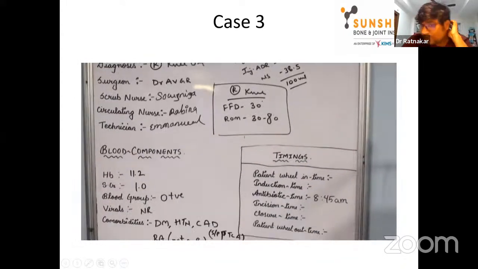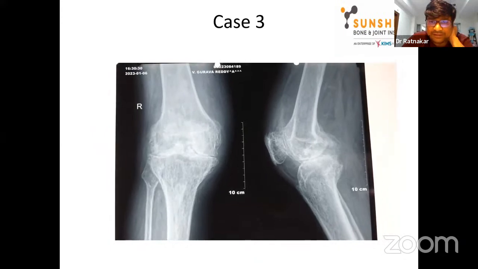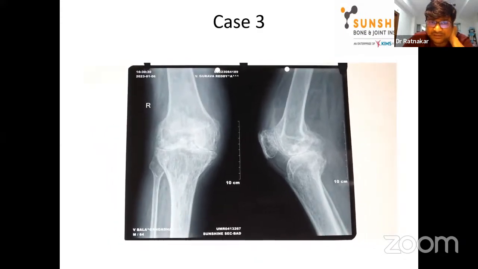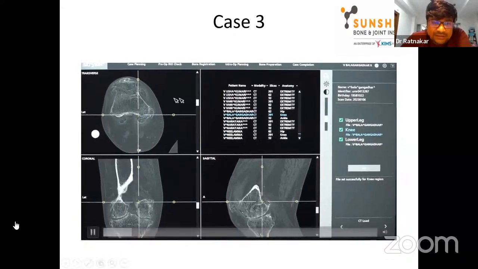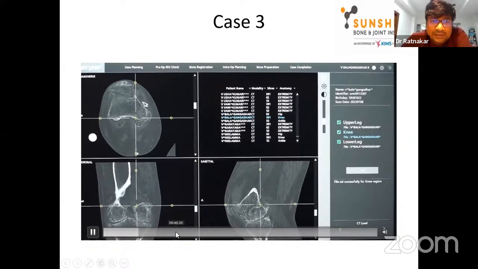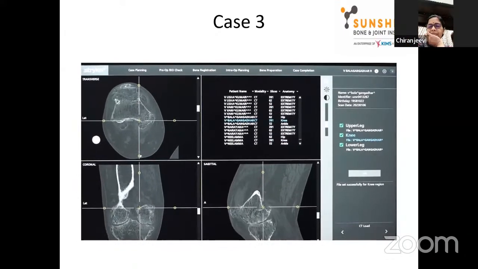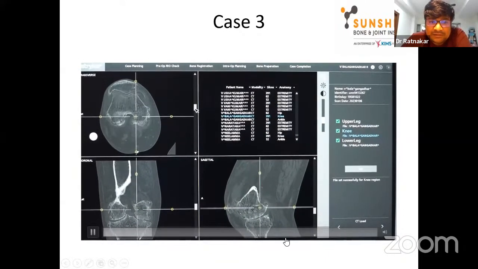This is how we write a board for every patient. The preoperative X-ray shows almost a flexion contracture. This is the CT scan which is done for robotic knees. You can see the osteophytes on either aspect of the femoral condyle, and there is reduction of the patellofemoral joint space.